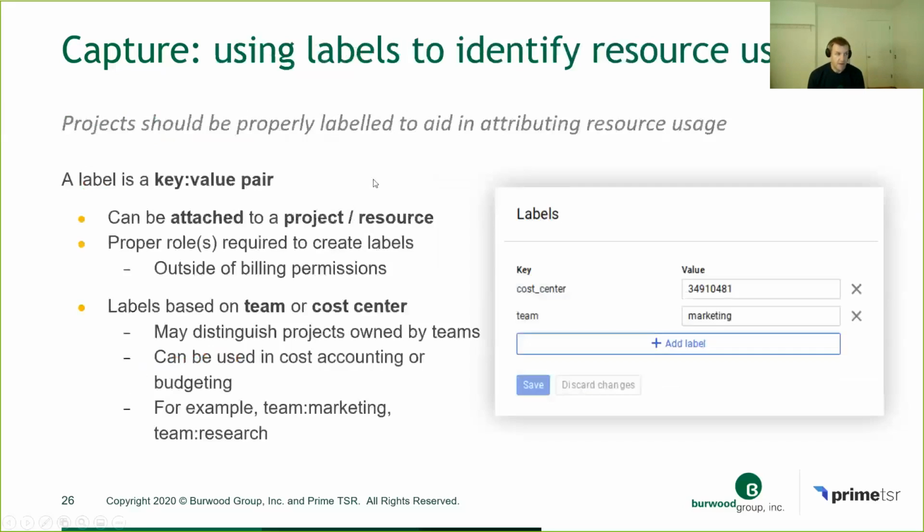Another good practice is to use labels here as well. So labels are simply key value pairs. In this case, as an example, we've got a label for my cost center and a label for my team. So if I want to charge back, it makes it very easy to charge this back to this cost center and back to this team as well.